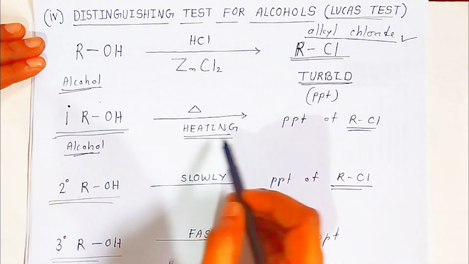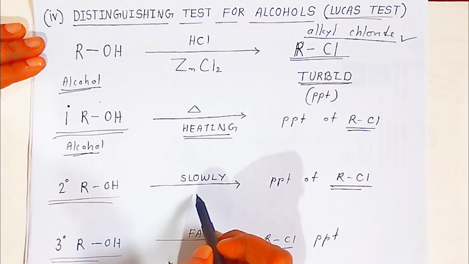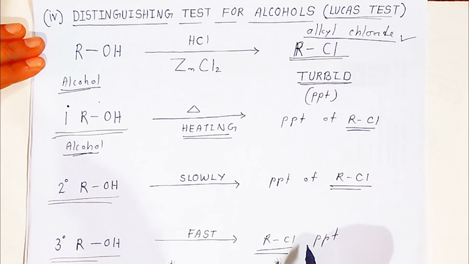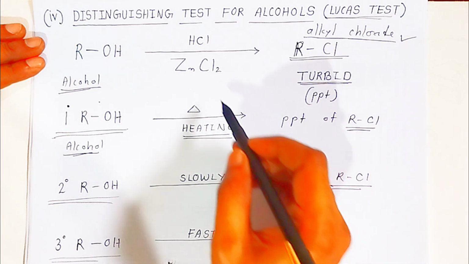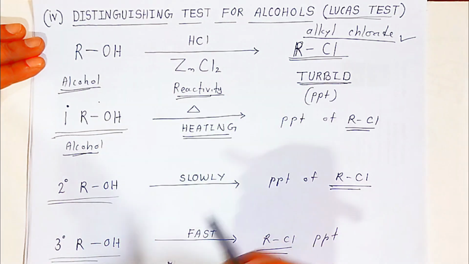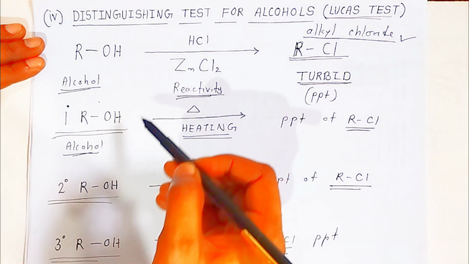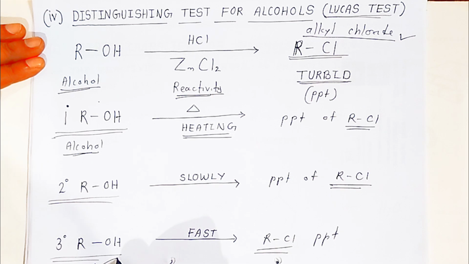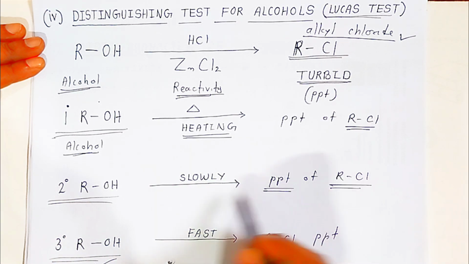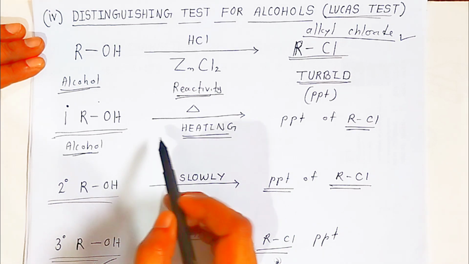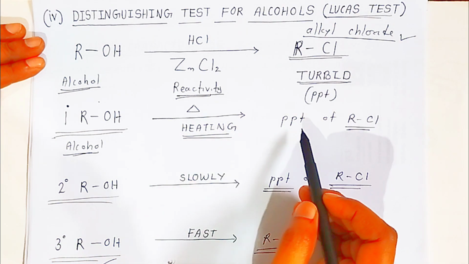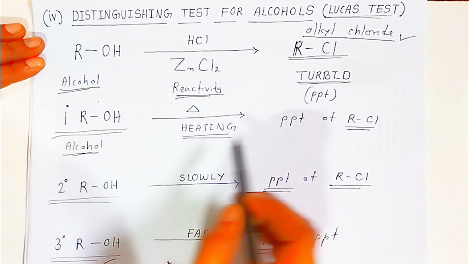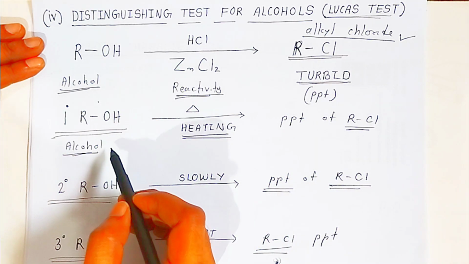For primary alcohol, students, heating is required. For secondary alcohol, no heating is required. Slowly it will form the alkyl chloride. And if it is tertiary alcohol, students, it will form the precipitate very fast. So depending upon the reactivity, by observing the reactivity, you come to know whether the alcohol is primary, secondary, or tertiary. If it reacts very fast, you can say the alcohol is tertiary. If it is forming the precipitate very slowly, you can say it is secondary alcohol. If it is not forming the precipitate, you have to heat the solution with zinc chloride and HCl with alcohol, then it forms the precipitate, and we can say it is a primary alcohol.